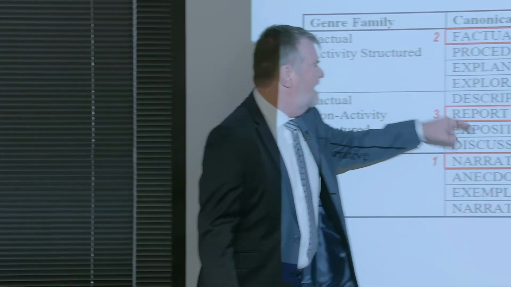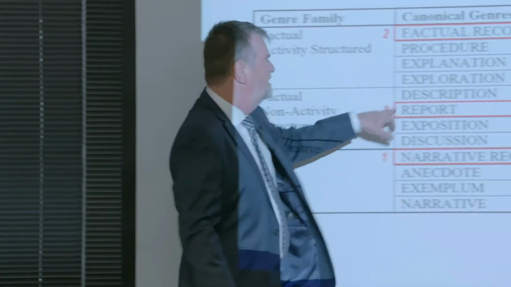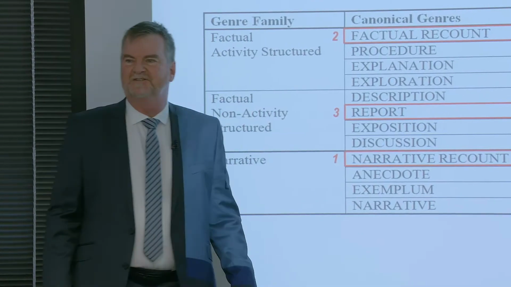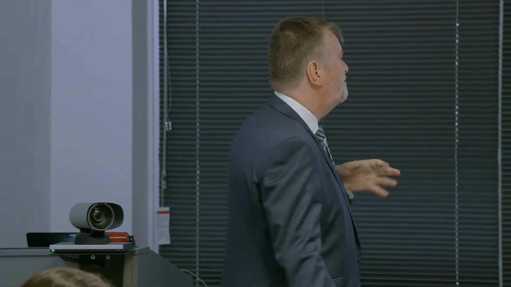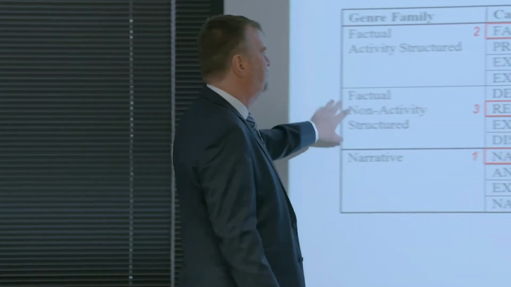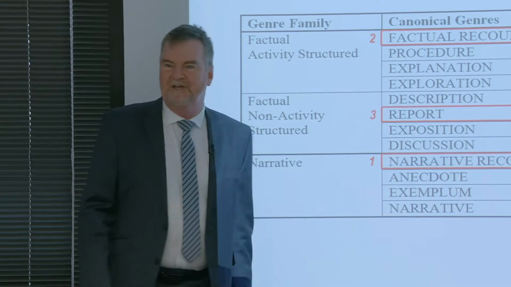Together we have some which are not propelled along a timeline, that do not involve eventness, but involve stateness, if you like. These include things like descriptions, reports, expositions and discussions, which are not time ordered, but may be idea ordered. So these are referred to as factual, non-activity structured canonical genres. And finally, the narratives. There's only really 4 of them. Isn't it amazing that every story ever told is going to get slotted into one of those 4, basically?